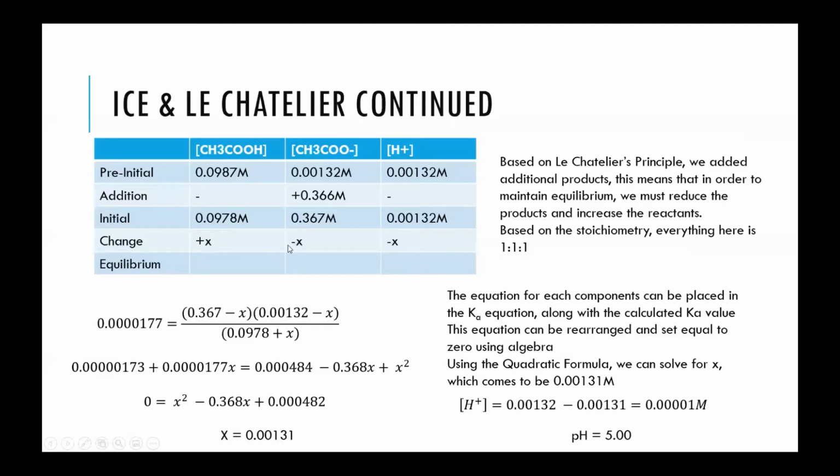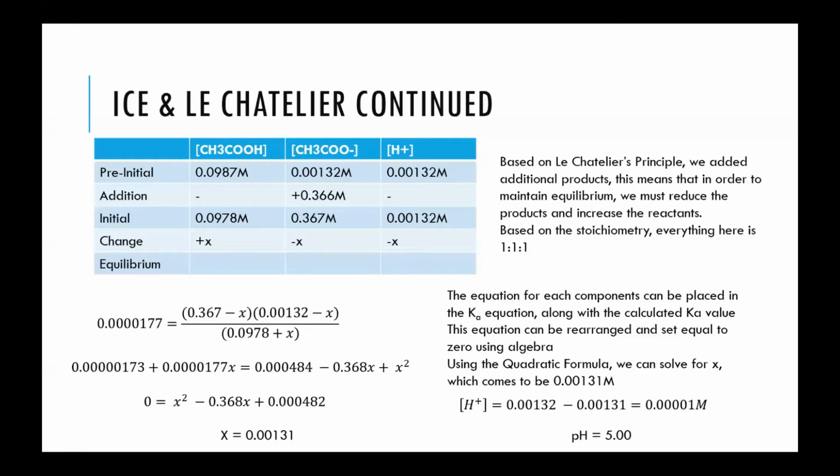This can then be plugged back into the change equation. So once you have this x value, you're plugging that back in to finally determine the equilibrium concentrations. And the very last step, once you have the equilibrium concentration of H+, you can then convert that into a pH.